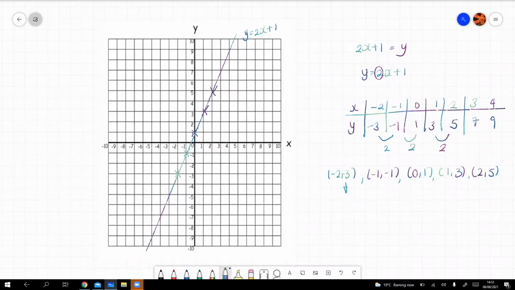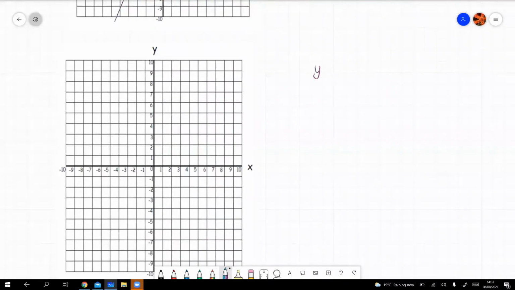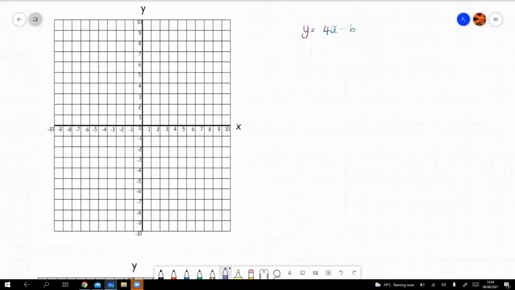Right. Let's have a look at another example then. This time, let's see if we can work out the coordinates without substituting. Y equals 4x minus 6. So again, what you would do is you would draw your table of x and y. Okay, let's draw the x properly. Okay, I'm going to do -2, -1, 0, 1, and 2.